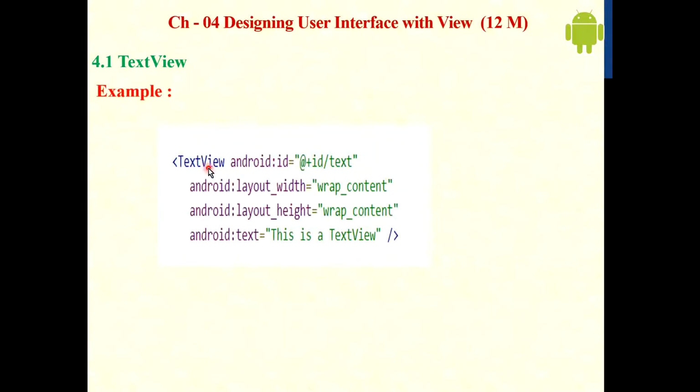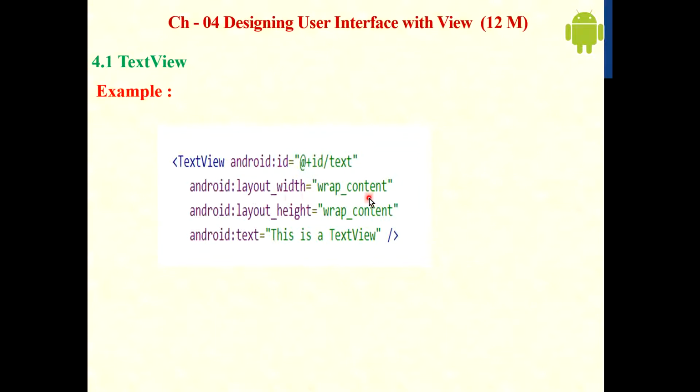Here I display one example of text view, how we can create a text view in XML. Okay, so this is the code for text view. Simply write this code. Here we define the various attributes. First is ID. Here we define the name text. You can set any name, take T1, T2, T3, text 1, text 2. So this is the ID of your text view.